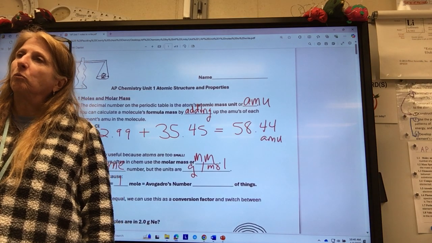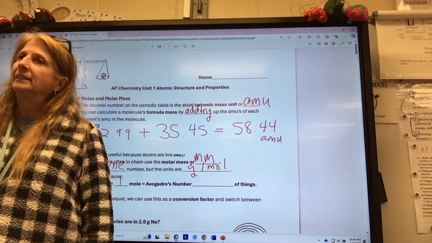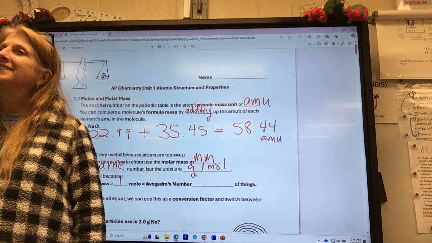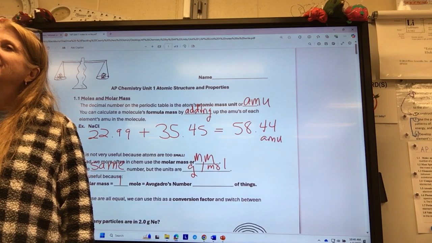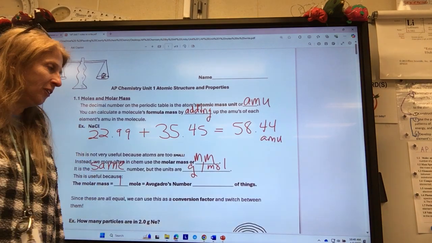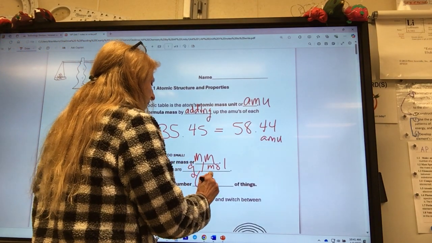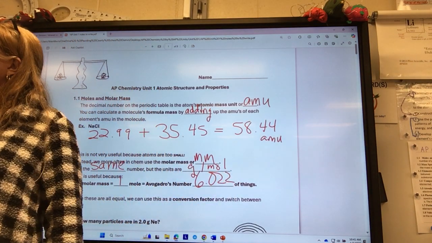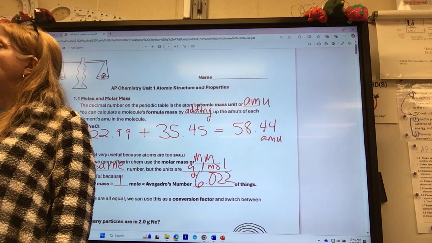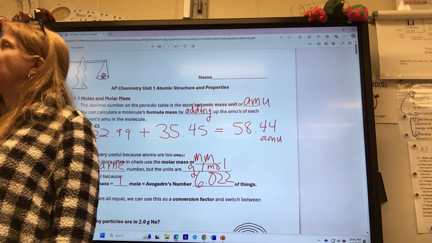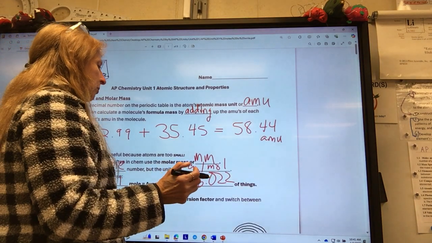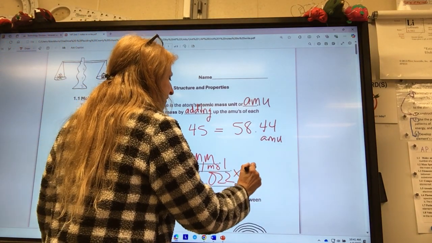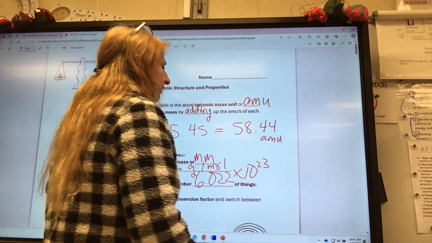Do y'all remember what Avogadro's number is? 6.023. Yes, you had it. It's 6.022. Sometimes you see it as 6.023, like on our box over that box over the sink, which is 1 mole of air. Okay? 6.022 times 10 to the 23rd of anything.